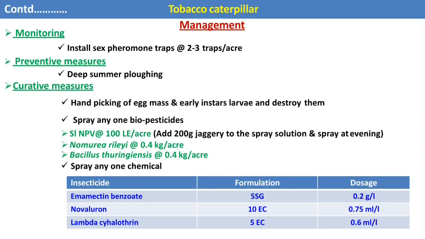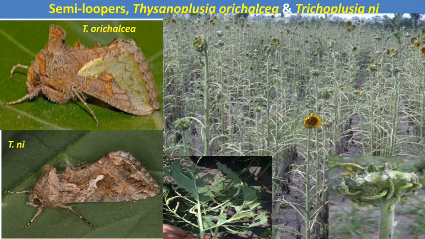For the monitoring purpose of Spodoptera litura, we can install the sex pheromone trap, and deep summer plowing as a preventive measure. In curative measures, SLNPV, Nomuraea rileyi, and Bacillus thuringiensis are the biopesticides used against the tobacco leaf-eating caterpillar, and emamectin benzoate, novaluron, and lambda cyhalothrin are the recommended insecticides against the tobacco leaf-eating caterpillar in case of sunflower crop.